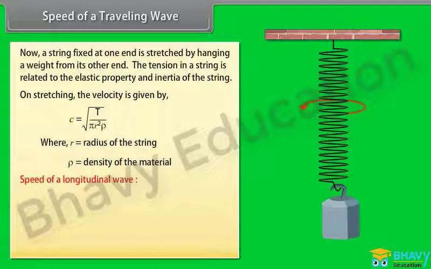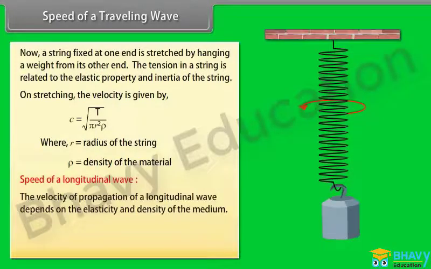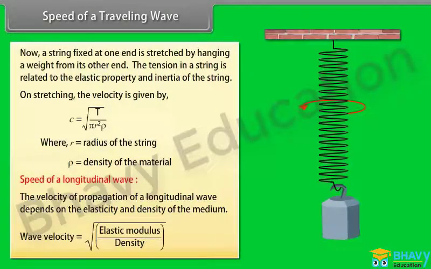Speed of a longitudinal wave. The velocity of propagation of a longitudinal wave depends on the elasticity and density of the medium. Wave velocity is equal to the square root of the elastic modulus upon density.